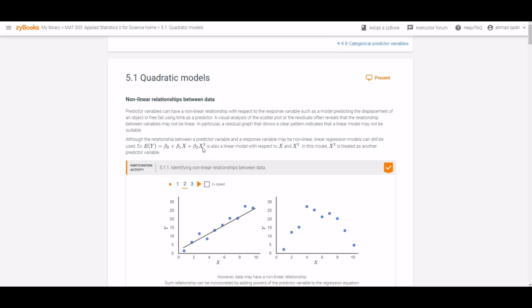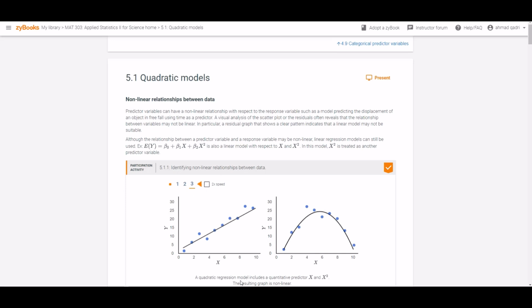The squared term allows us to model relationships that may look like this, or the data points may be sort of like a mirror image of what you see here. We will consider that in some of the models that we create this week. So let's go to the last slide and see what we have here.